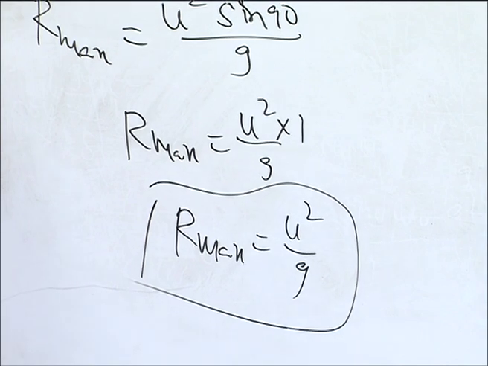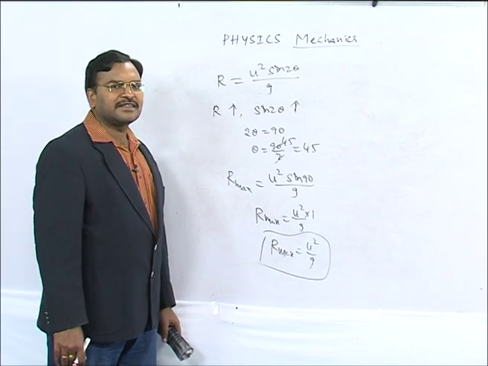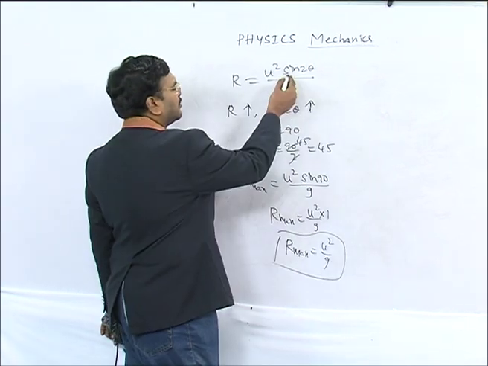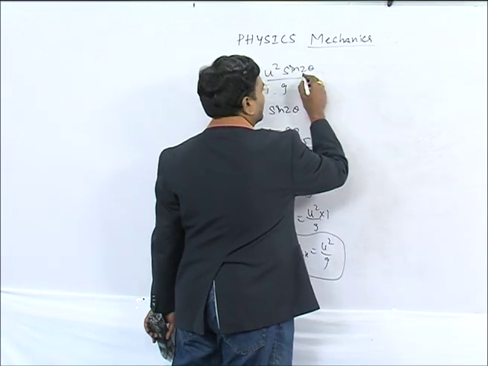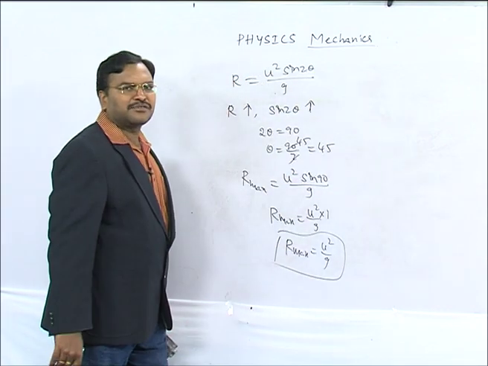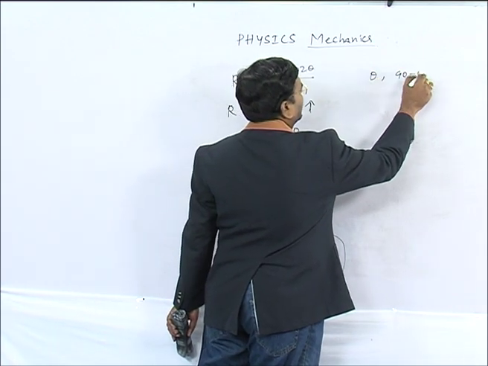And also, now when range is same, at what angles? Range is same for angles of projection theta and 90 minus theta. Why? Sin 180 minus 2 theta how much? Sin 2 theta. That is why range is same for angles of projection theta and 90 minus theta.